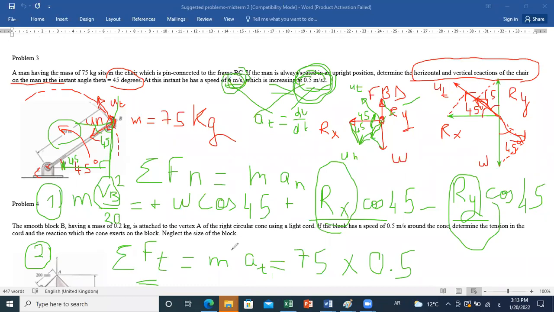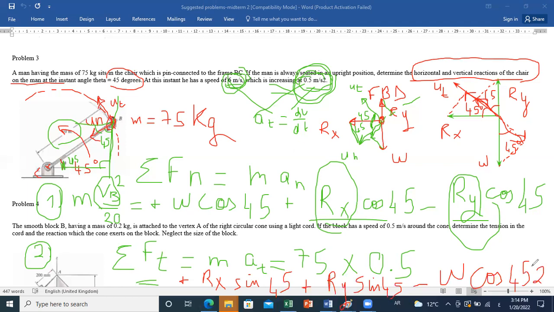So when you project on UT, what do you get? You get plus Rx. Since we used cosine before, now it's sine. So Rx sine 45 plus Ry sine 45 minus W cosine 45. And in this way, you obtained a second equation relating Rx and Ry. So this is equation number 2.